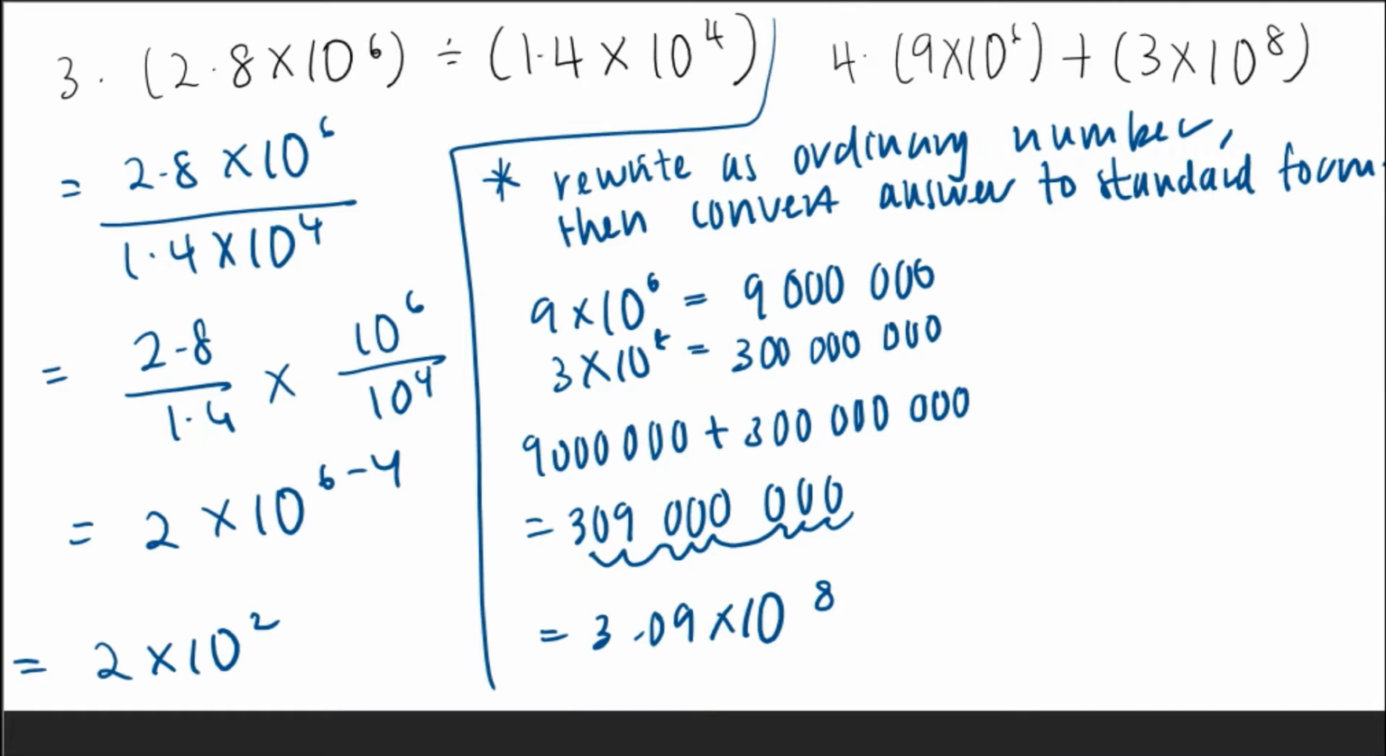Question 3 uses the same concept, except it's a division question. And for question 4, when you encounter addition or subtraction, you will write them as ordinary numbers. Then after you add or subtract them, you convert the answer to standard form, and that's the final answer.